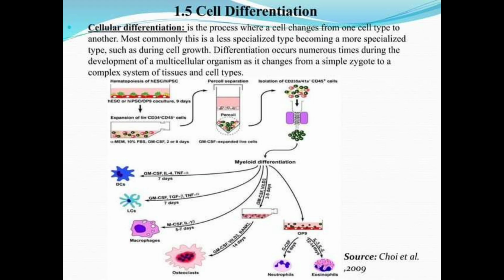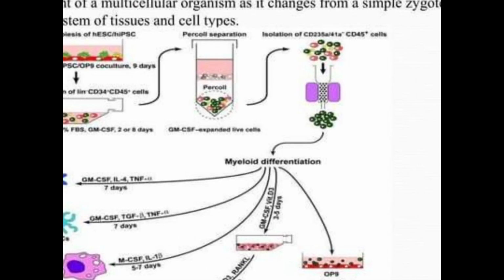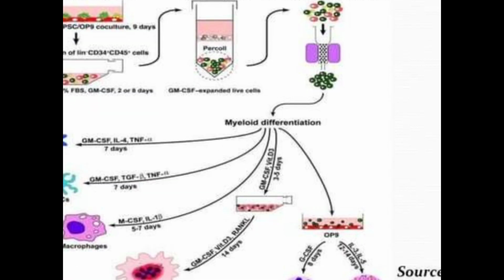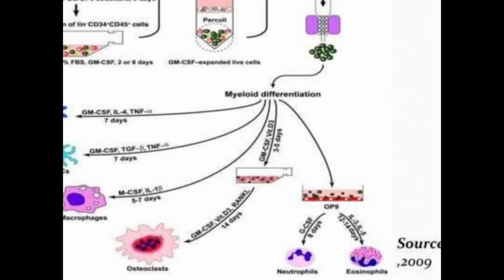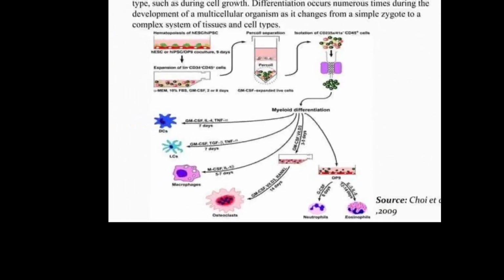Cellular differentiation. What does cellular differentiation mean? It is the process in which a cell changes from one type of cell into another type of cell. For that it requires various growth factors. The growth factors include various cytokines as well as hormones. Here is a diagram which shows how the myeloid differentiation takes place in the presence of various growth factors into DC, LC, macrophage, osteoclast, neutrophil and eosinophil.